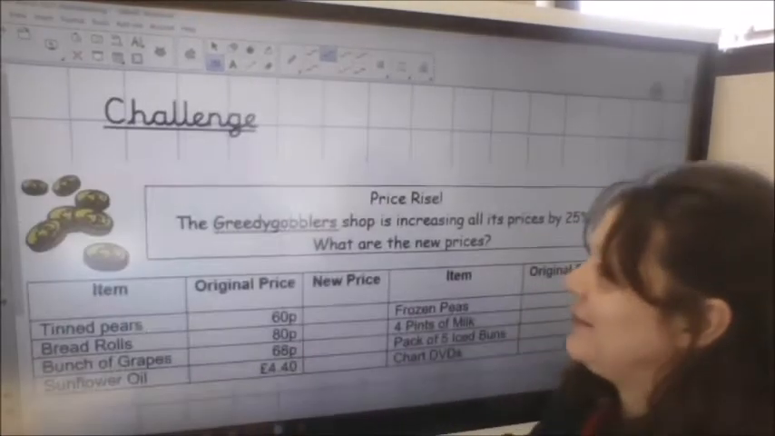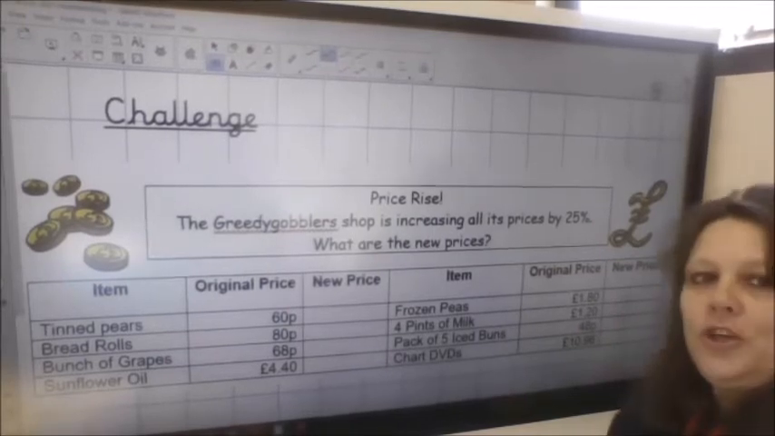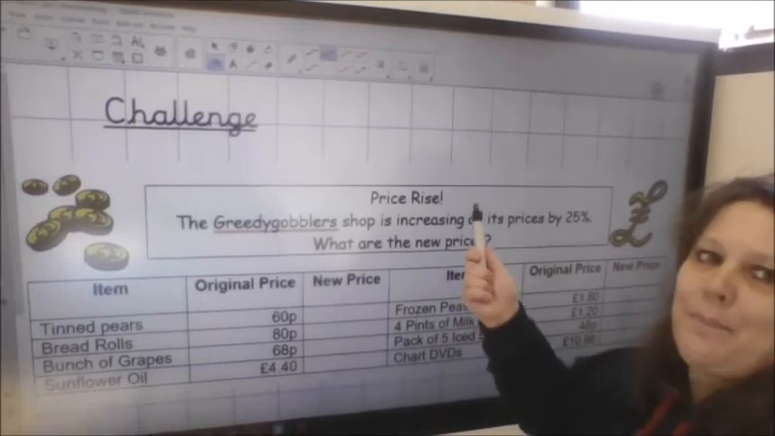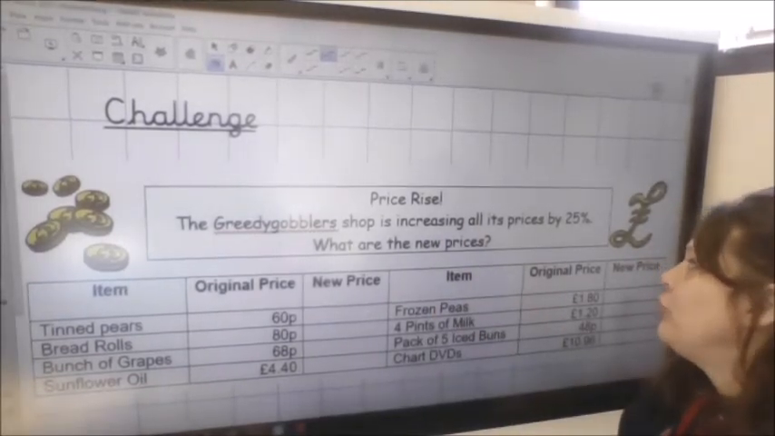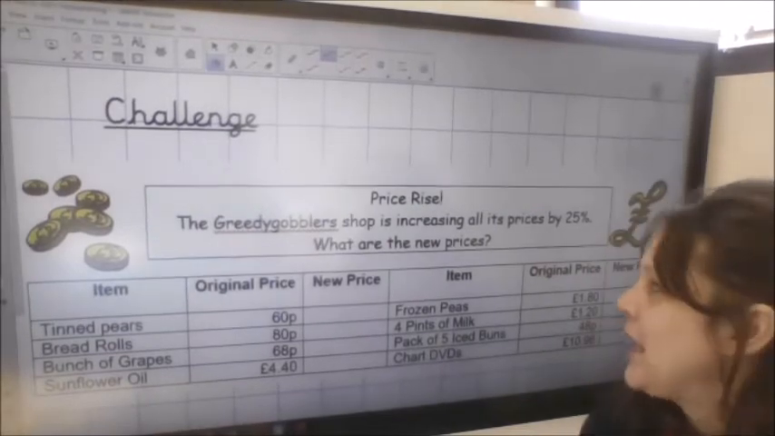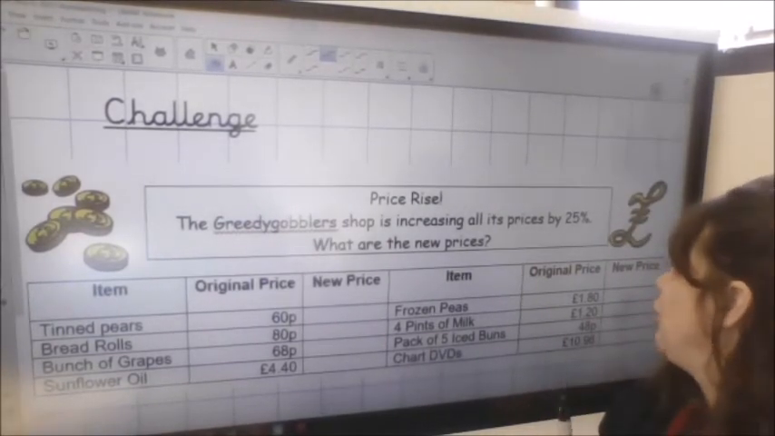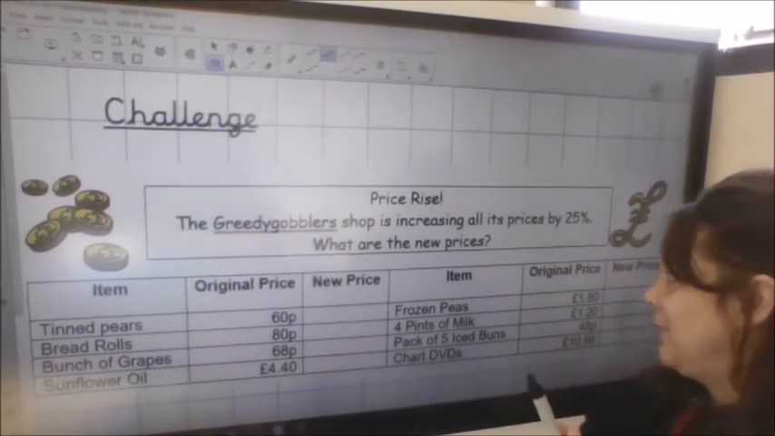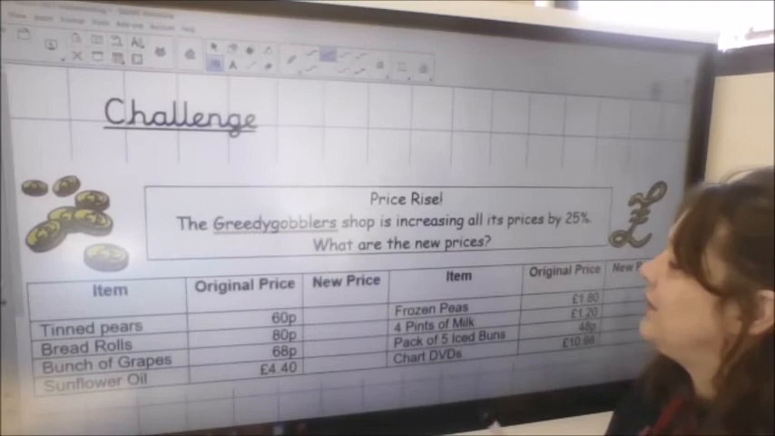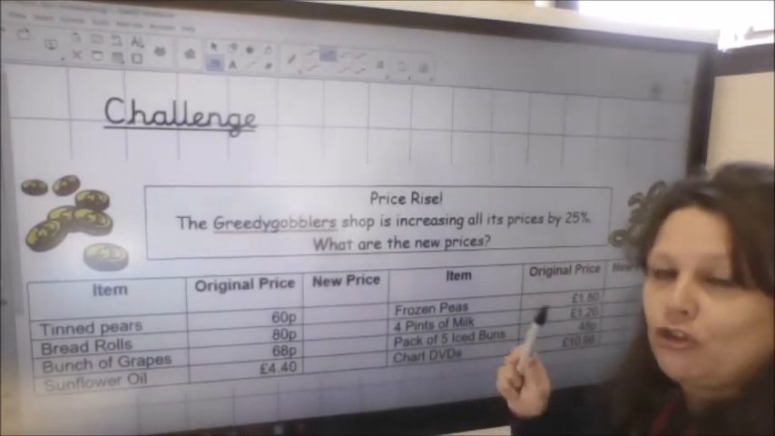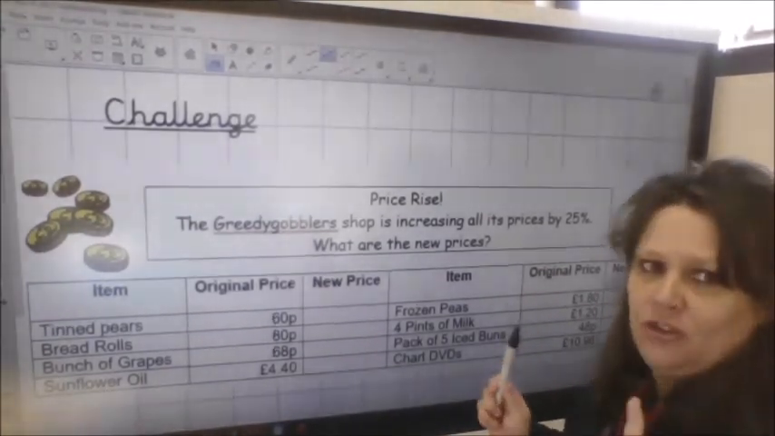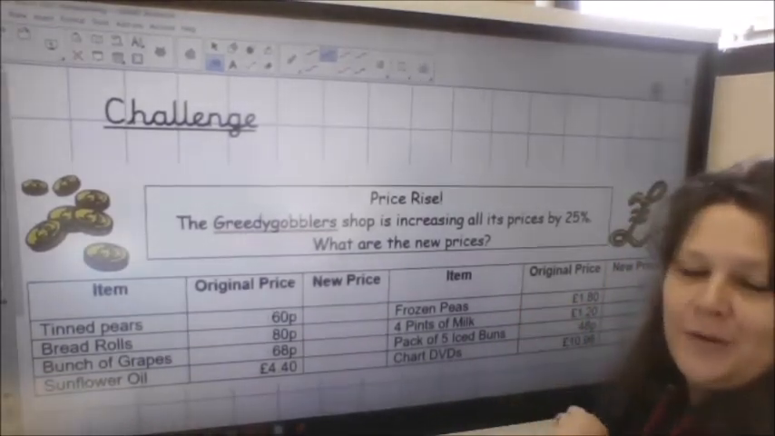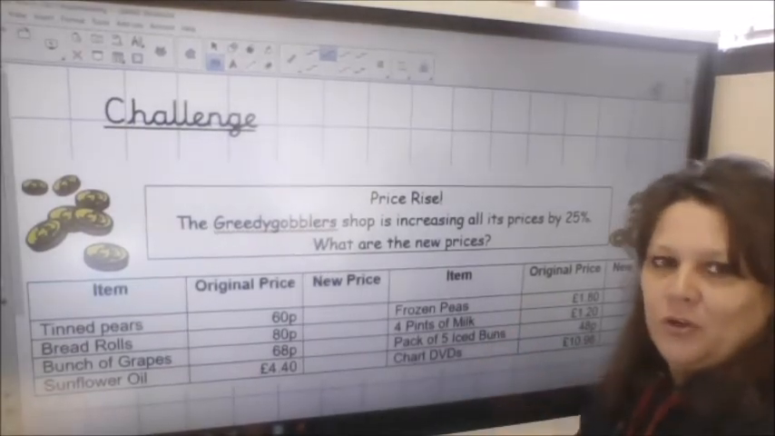Okay, so last thing now. You've got a challenge here, okay? So it says it's a price rise. So the greedy gobblers, they've got a shop and they are increasing all of their prices by 25%. So what are the new prices? So I'm going to just show you what you need to do here. I'll do a couple and then you can work out what the rest is. Okay, you might need your purple book to be able to do your little calculations on.